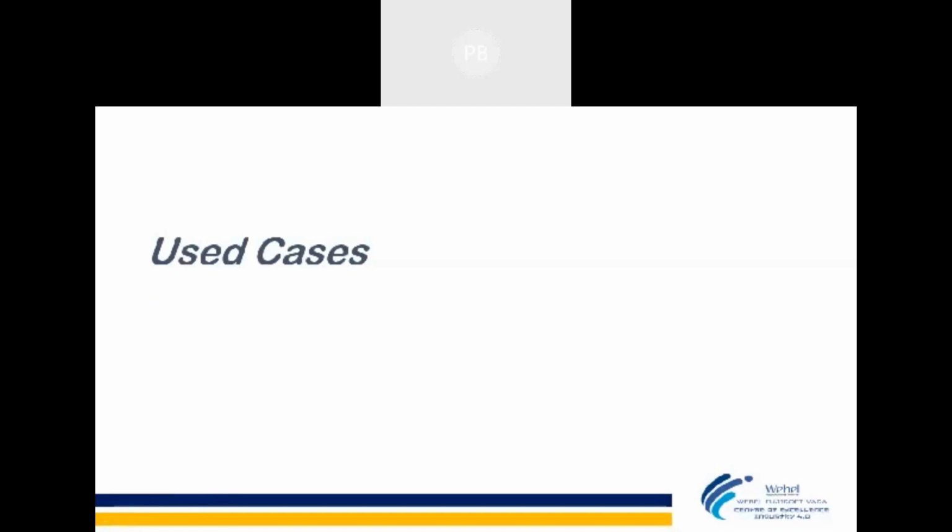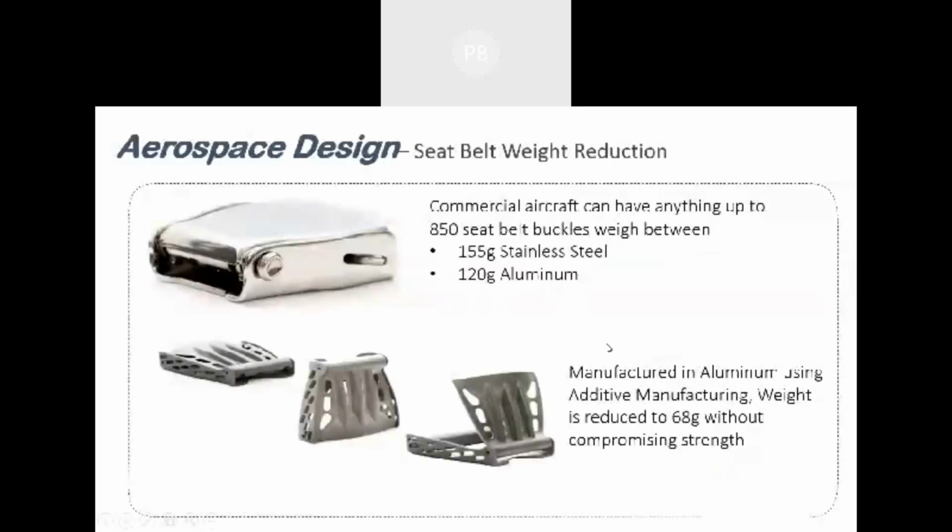So the use cases, we have already discussed. One of the cases was with Boeing, how the seat belt weight reduction came about, which came to around 40 kgs of weight reduction that we saw on the part.